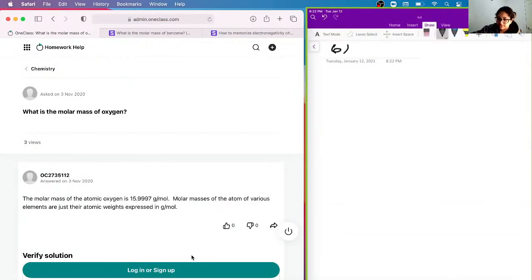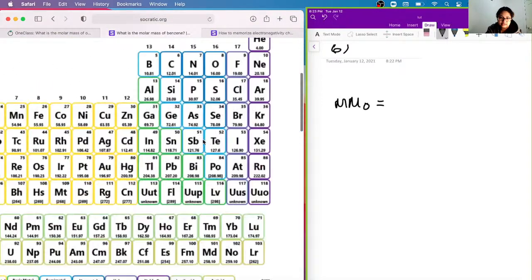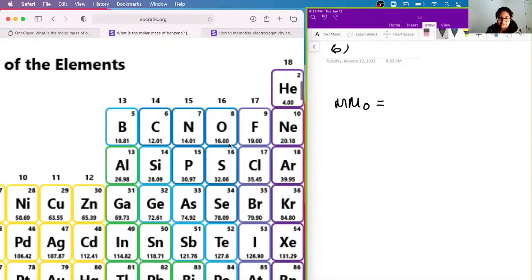Okay, so our next question says, what is the molar mass of oxygen? To find the molar mass of oxygen, this is given in the periodic table over here. So if we zoom in, oxygen is in group 6, and you can see this is your molar mass or the atomic mass, and in the top right corner you can see this is your atomic number. And so the molar mass is basically 16.00 grams per mole. This is for 1 oxygen atom.